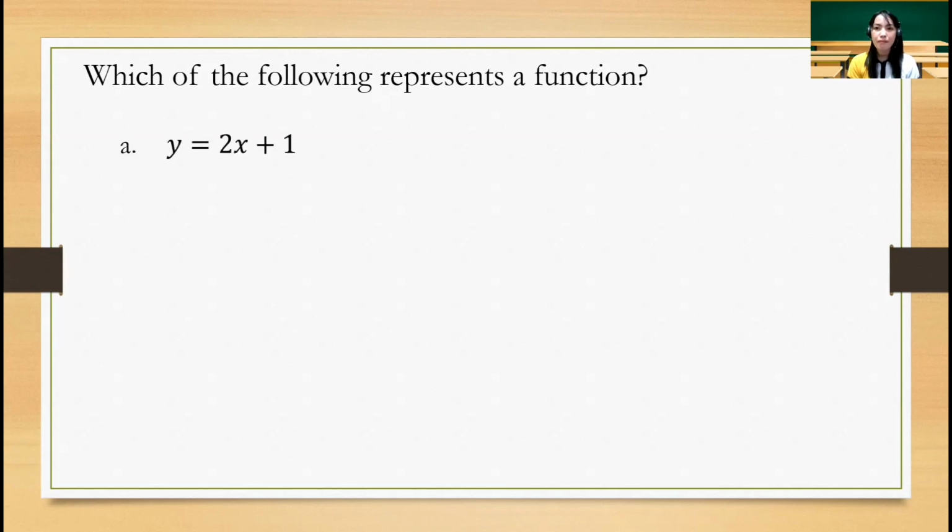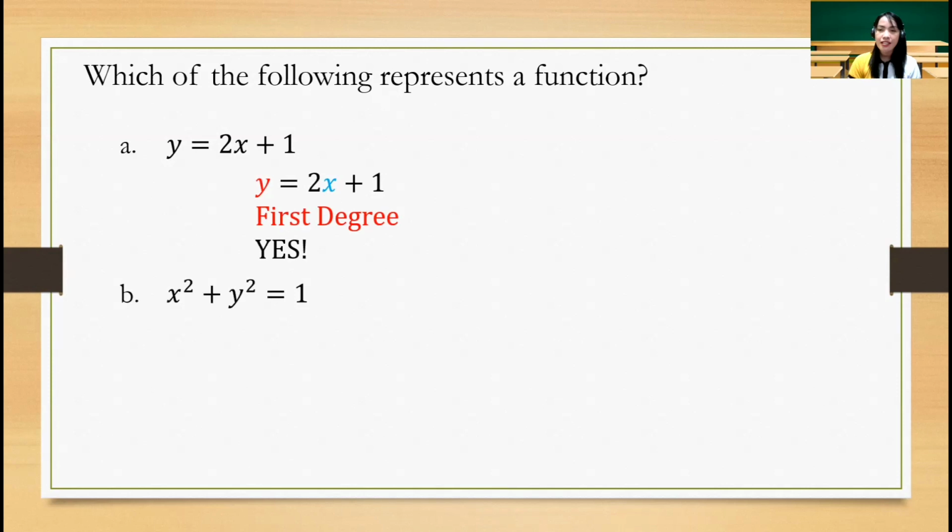Let's have this example. y = 2x + 1. Meron bang dalawang variable na x and y? Meron. We have y = 2x + 1, the red and the blue one. Yung y ba nasa unang degree or nasa first degree? Exponent niya ba ay 1? Kapag wala kang nakitang exponent, therefore, the y variable is on the first degree. Therefore, letter A is a function.